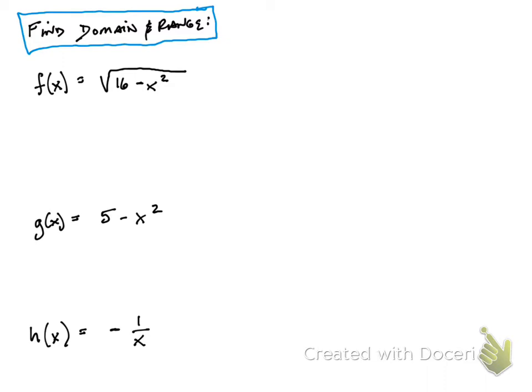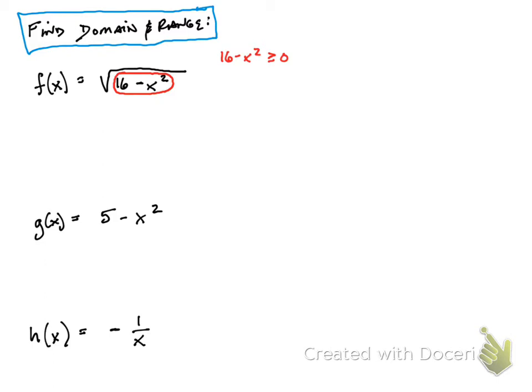As we've mentioned in class, you can only take the square root, in this case, of a value greater than or equal to 0. We can't take the square root of a negative. And so I might say initially 16 minus x squared has to be greater than or equal to 0.